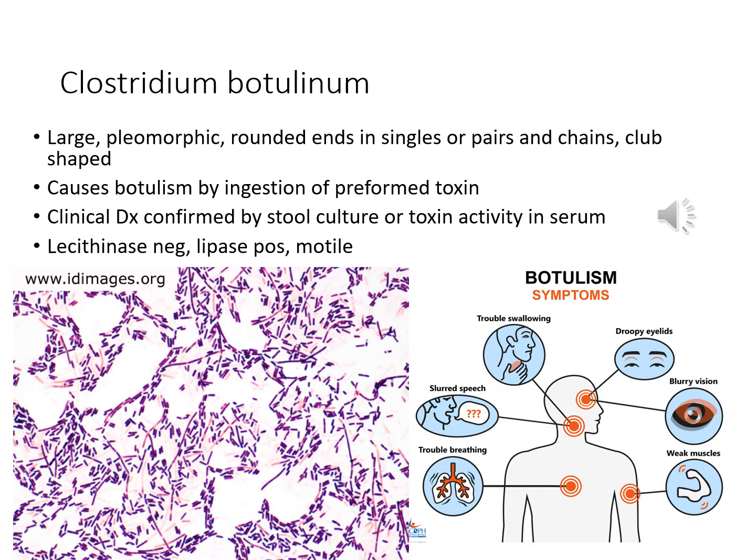Clostridium botulinum is a large pleomorphic organism with rounded ends in singles or pairs, and can be in chains or club-shaped as well. This causes botulism by ingestion of a preformed toxin. Clinical diagnosis can be confirmed by a stool culture or toxin activity in the serum. Lecithinase negative, lipase positive, and botulinum is a motile organism.